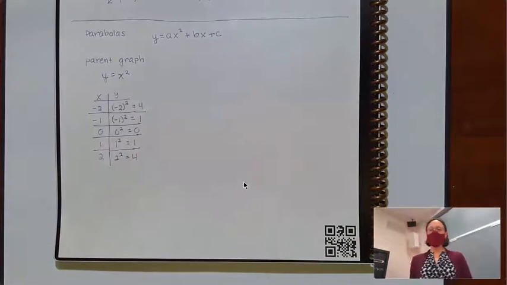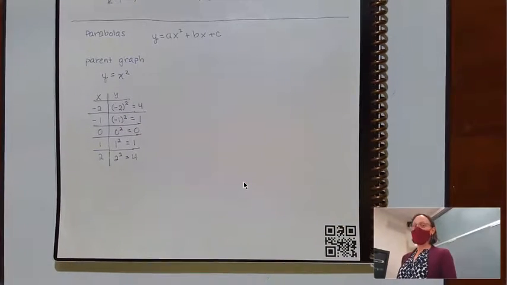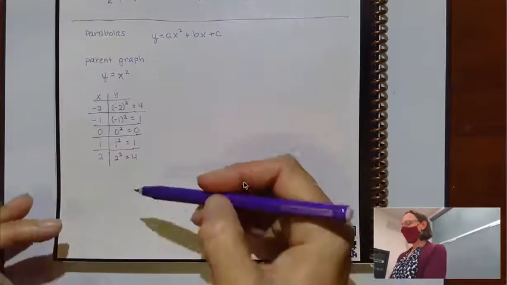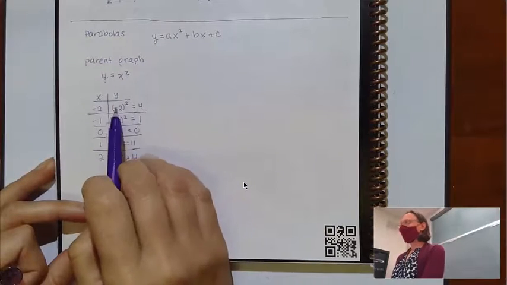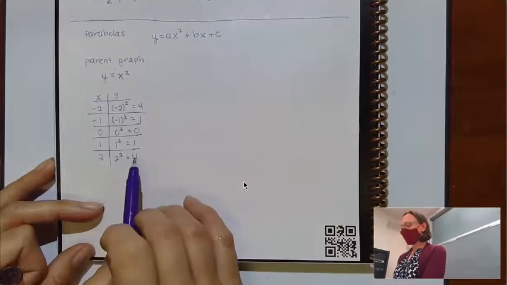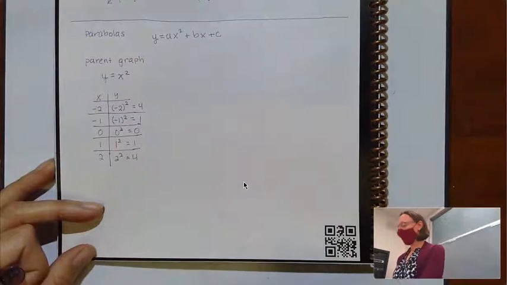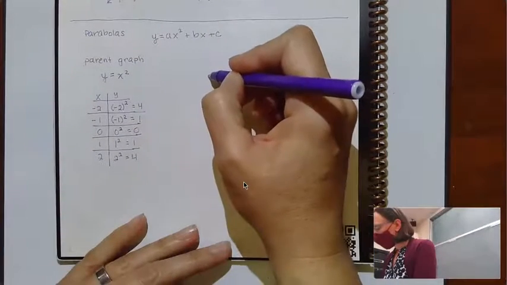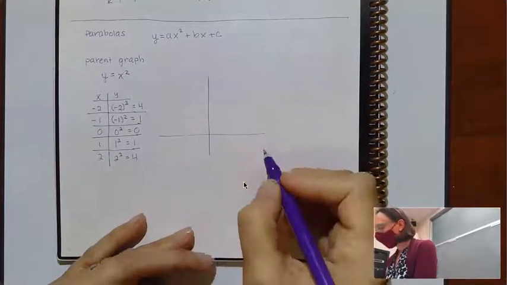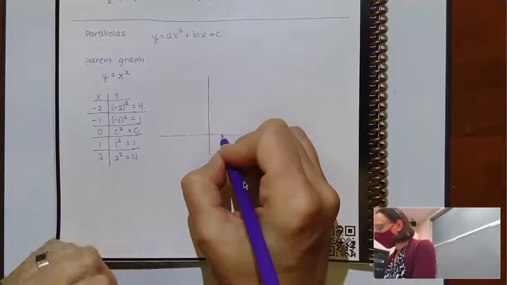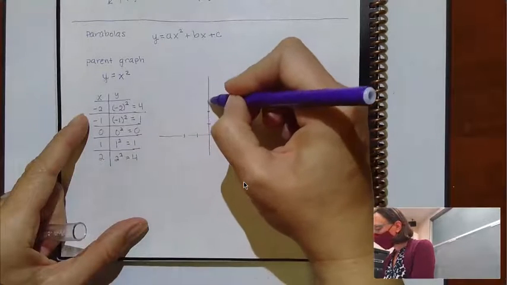So one of the things we can notice about these parabolic graphs or these parabolas is that we have this symmetry, because when I take the negative number and square it or the positive number and square it, either way I end up with spitting out kind of the same value. So I'm going to go ahead and graph these points. So -2, up 4.